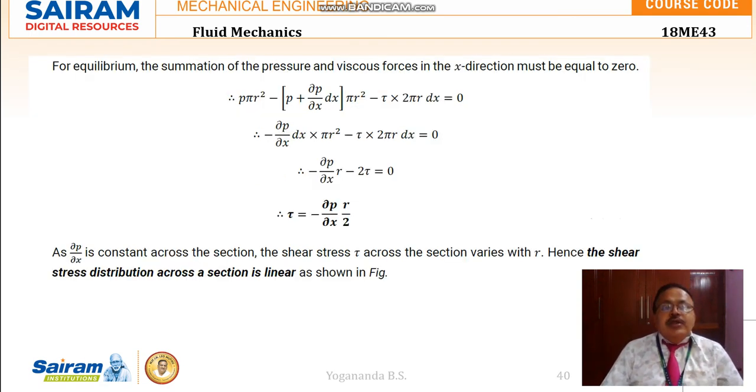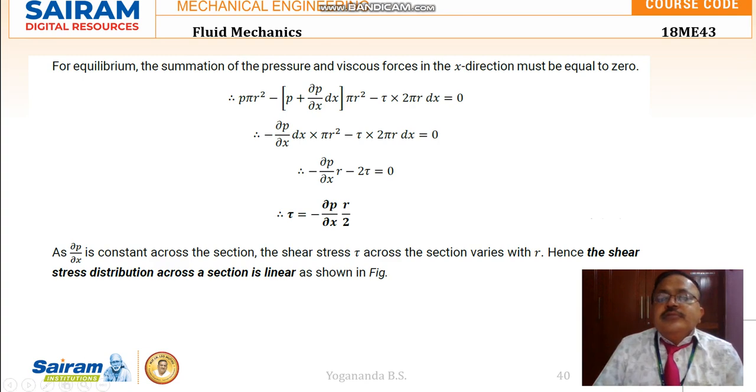Now for equilibrium we take the summation of pressure and viscous forces in the x direction and make it equal to 0. So we get the shear stress distribution, which is to the power of 1. Del P by del x is constant across the section, so shear stress tau varies linearly with small r. Thank you, friends.